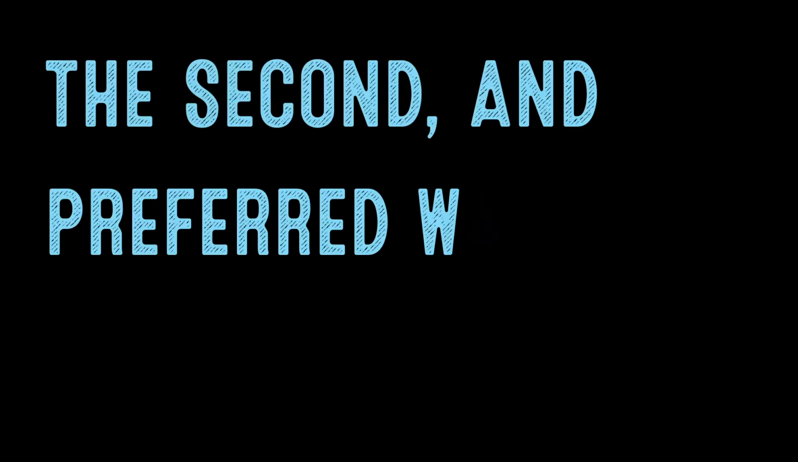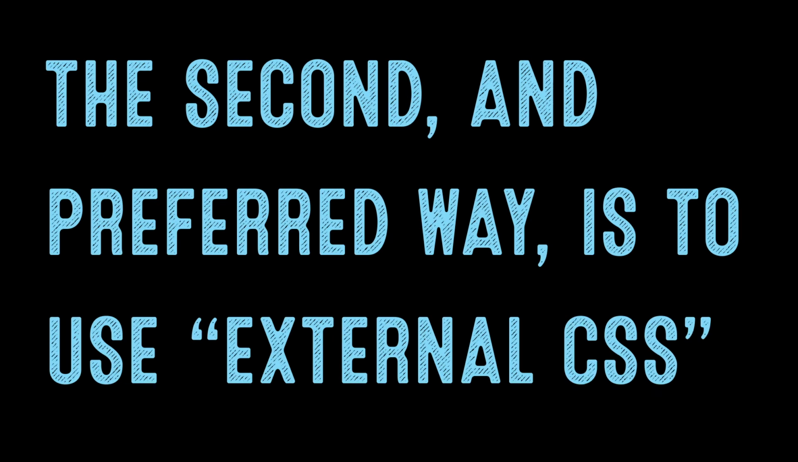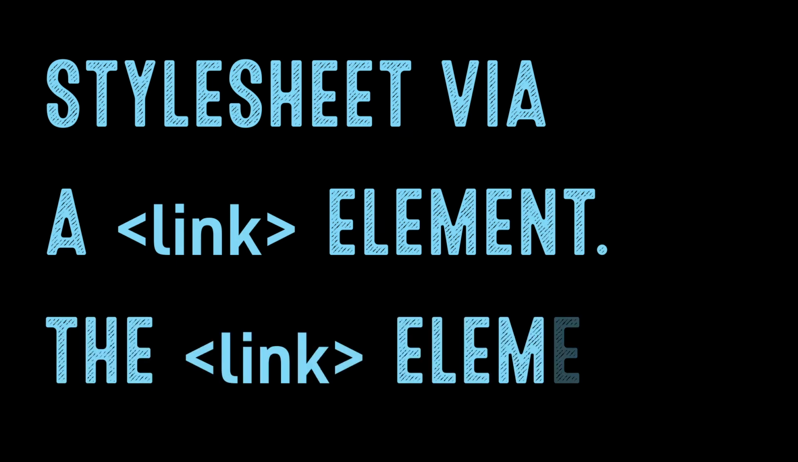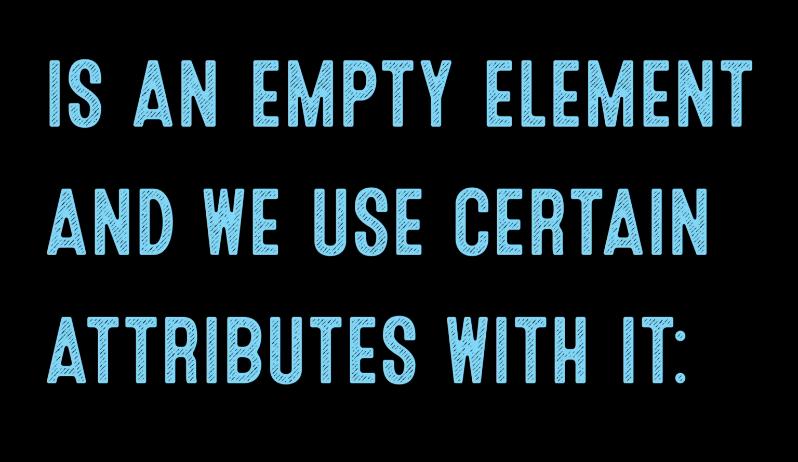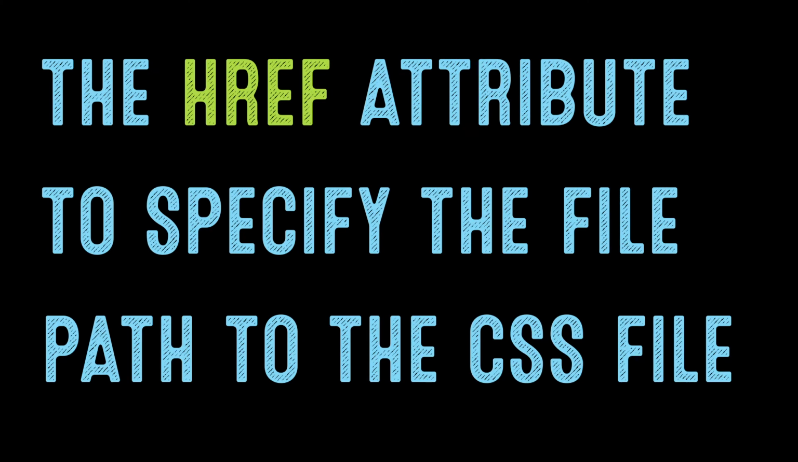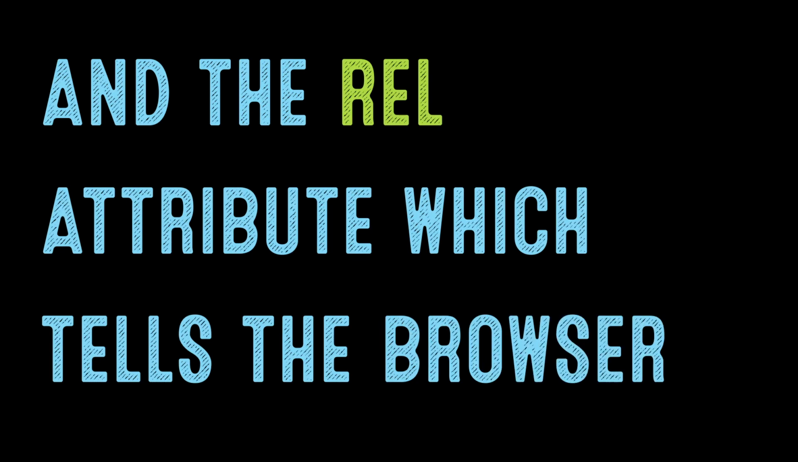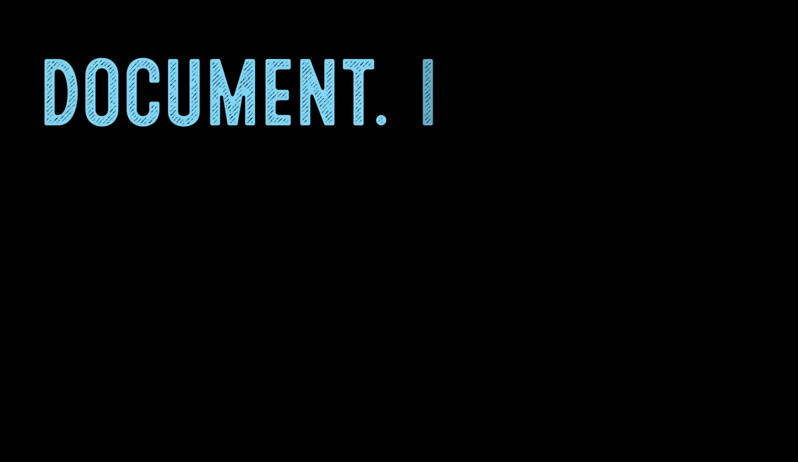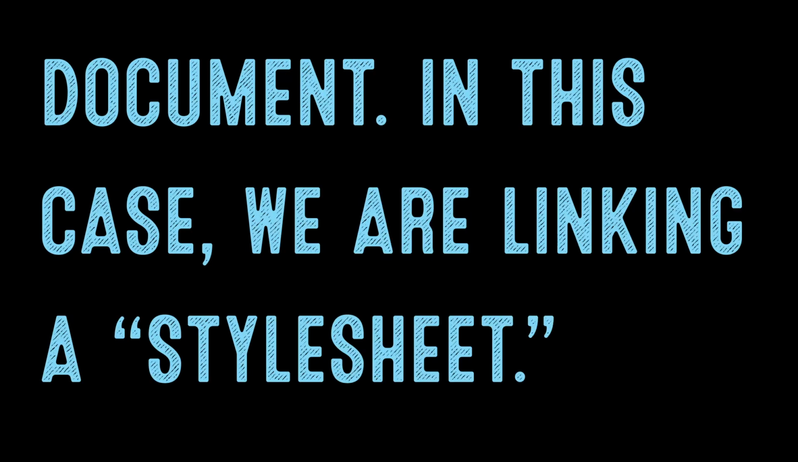The second and preferred way is to use external CSS, which is where we link our HTML page to an external style sheet via a link element. The link element is an empty element, and we use certain attributes with it. The href attribute to specify the file path to the CSS file, and the rel attribute, which tells the browser the relationship between the linked file and the HTML document. In this case, we are linking a style sheet.